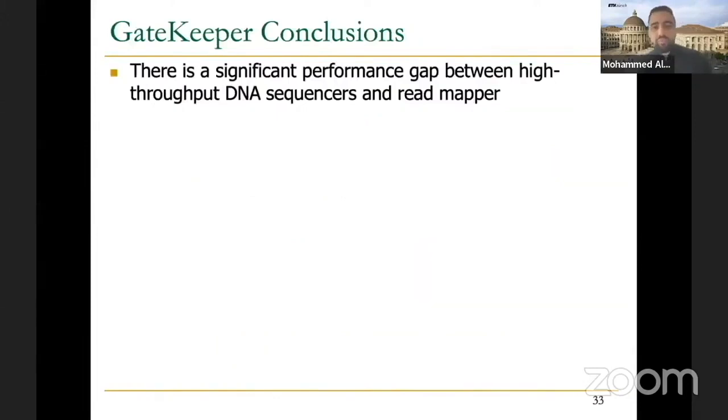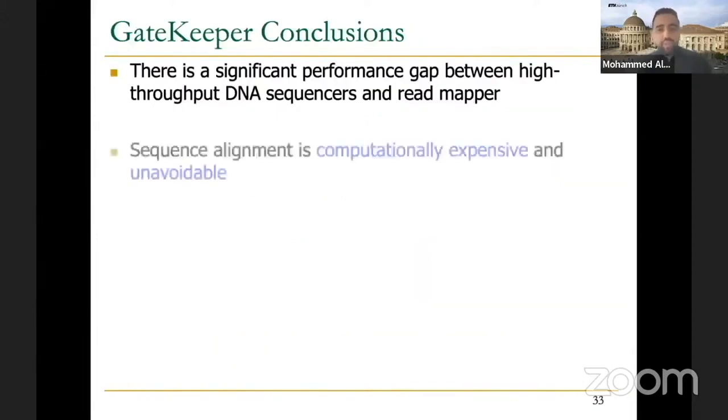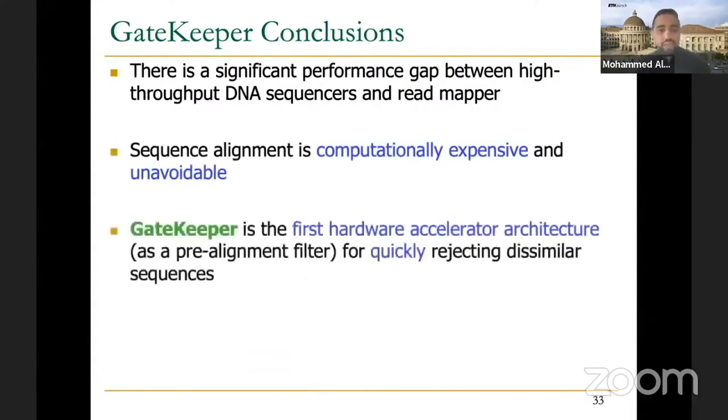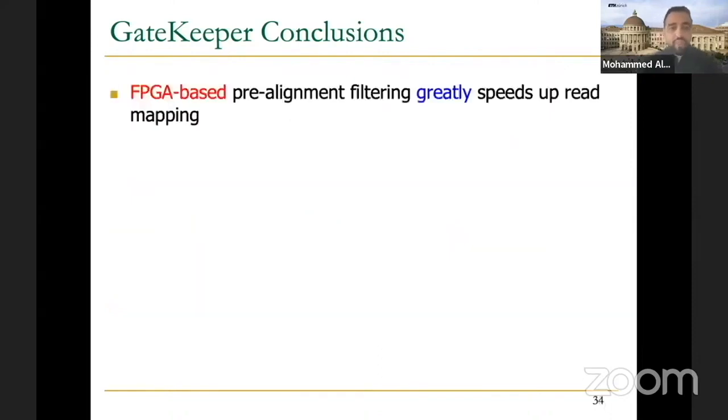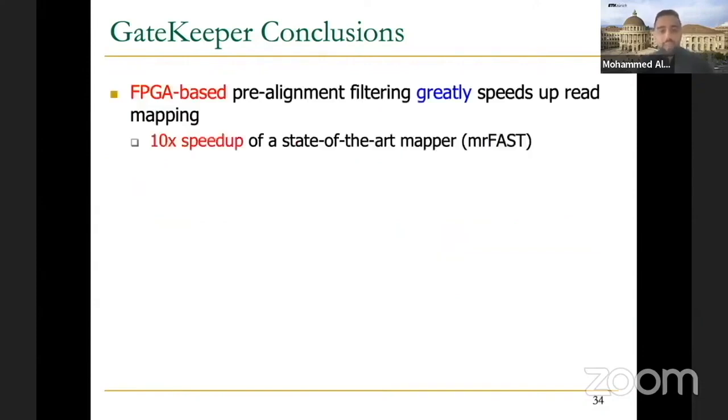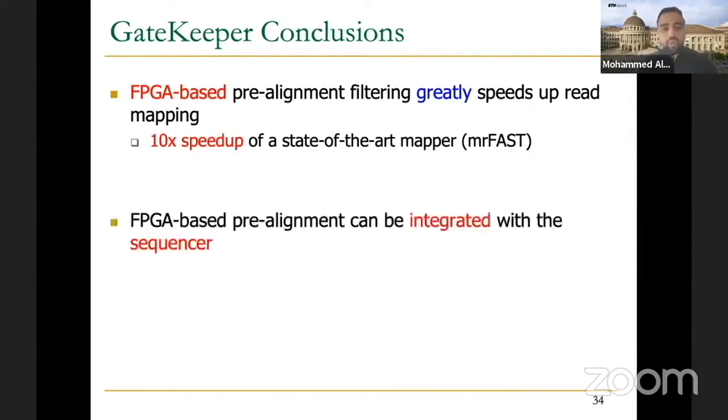So there is a significant performance gap between high throughput DNA sequencers and read mappers. And sequence alignment is computationally expensive and we cannot avoid it, as we all agree. So GateKeeper was the first hardware accelerator at that time for quickly rejecting dissimilar sequences. And it provides a huge speed up of up to 130x compared to software solutions. The FPGA-based pre-alignment filtering greatly speeds up read mapping, providing about 10x of speed up compared to mrFAST. It was state of the art at that time. Now we have Minimap 2, for example, but we don't know how much speed up compared to that.